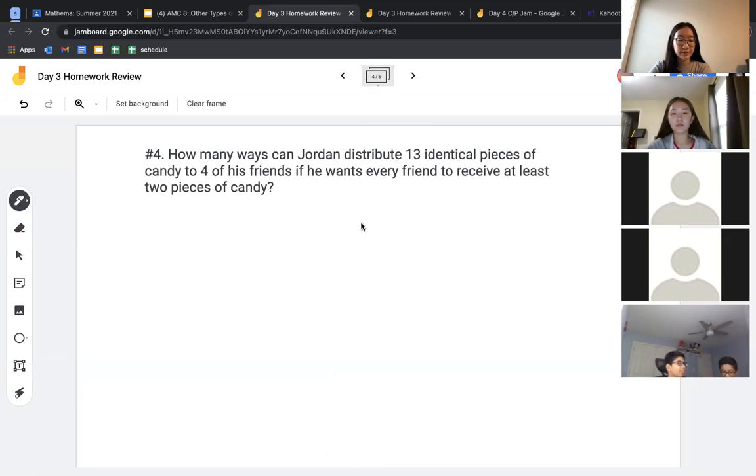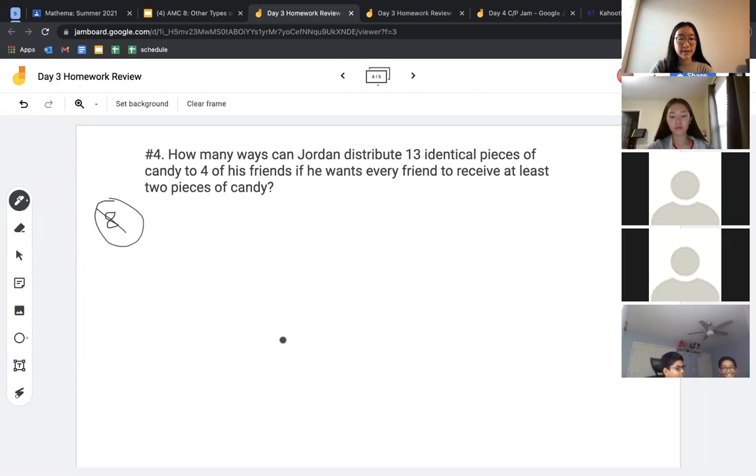Okay, 56 is correct here. Since each friend is already going to get 2 pieces of candy, we can take away those pieces of candy. So 4 friends, 2 pieces of candy each, that's 8 pieces of candy that are already distributed. So we just get rid of that. And now we have 5 pieces of candy left.